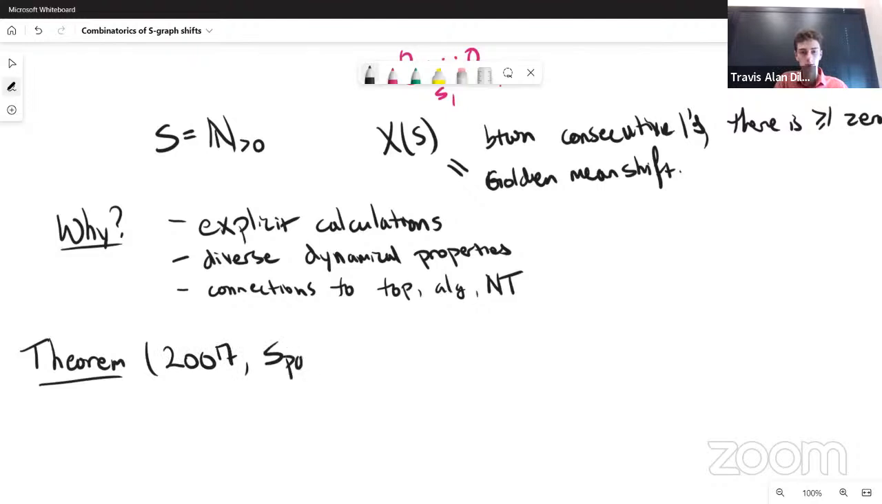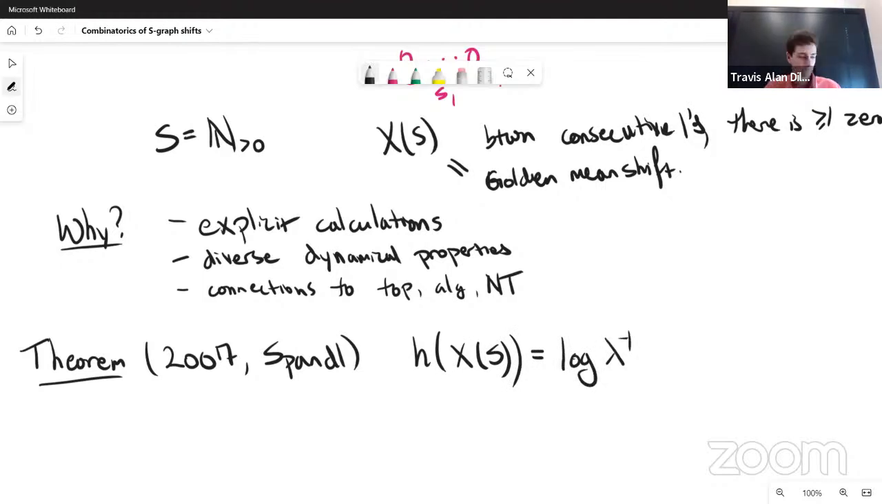This is by Spandl. And it has the following form. So I'm going to write this down because it will be analogous to the new theorem that I'm going to talk about later. So what it says is that the entropy of an S-gap shift that's defined by some subset S is log of lambda inverse.